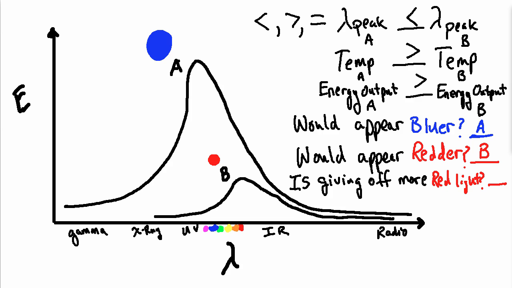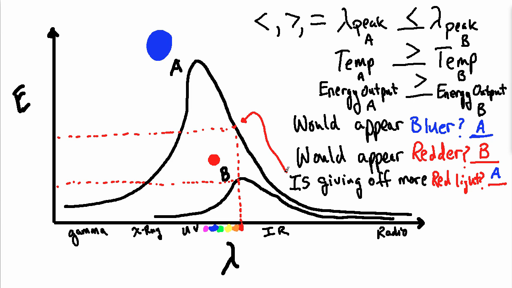Now, in terms of which object is actually giving off more red light, this is a little more complicated. If we draw in a dotted line right at the red wavelength of light and let it intersect both light curve A and light curve B, what we see is that even though object A would appear blue, it's giving off a lot of red light. In fact, it's giving off more red light than object B, even though object B appears red. Object A is giving off more red light than object B. Okay, that will do it for today's lecture, and we'll see you in class.